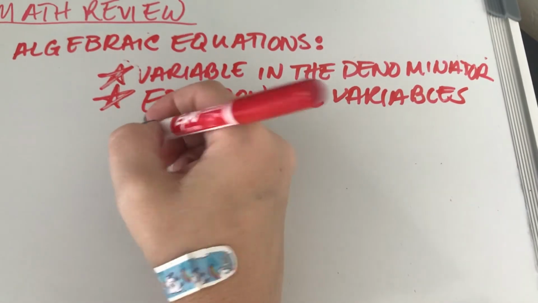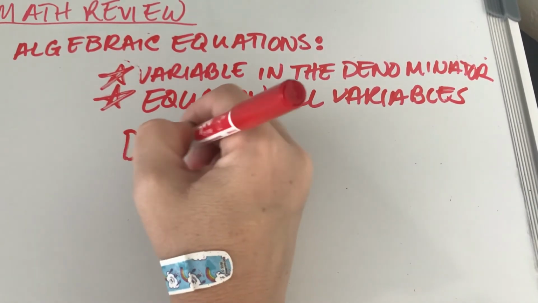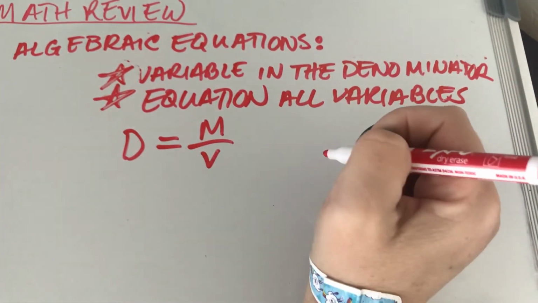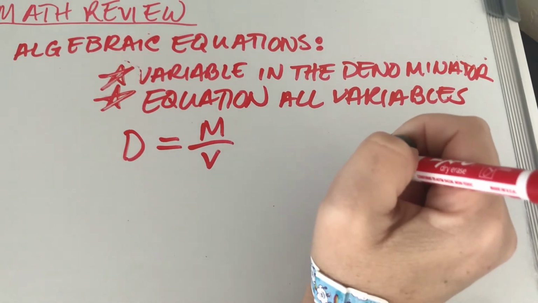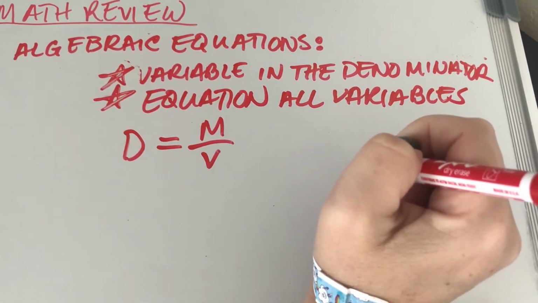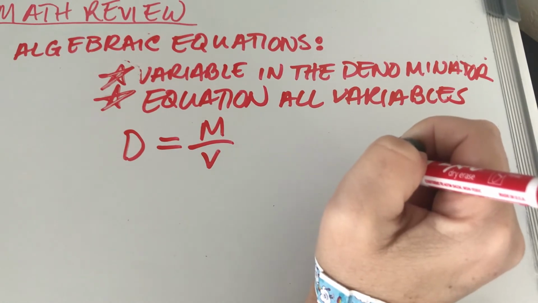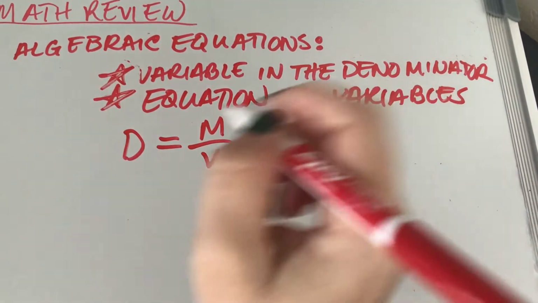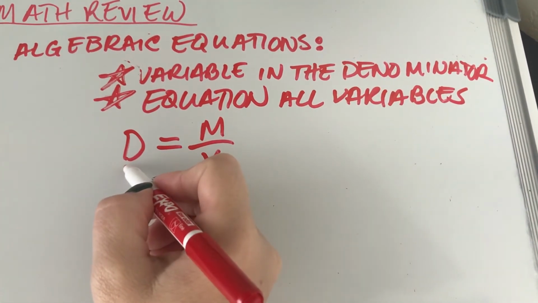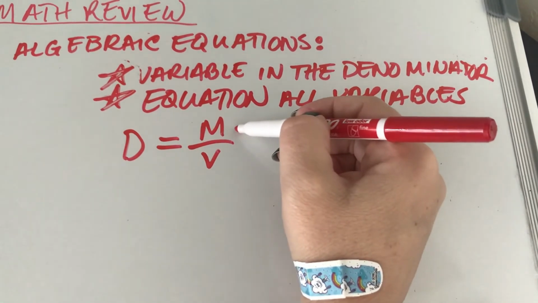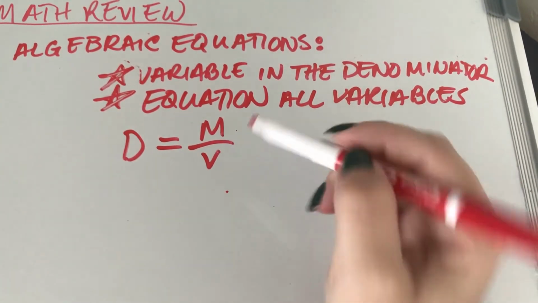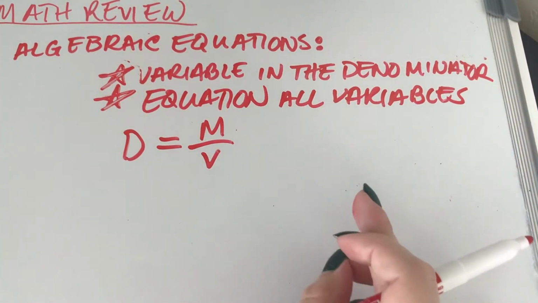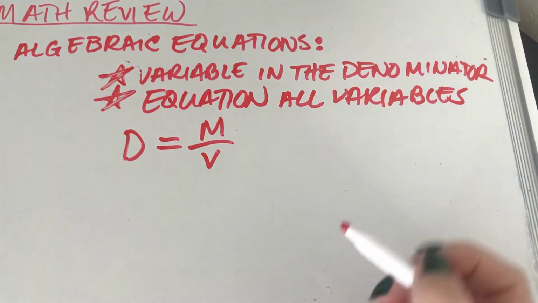Let's say we were talking about this equation. Anybody familiar with this equation? It's on the review. Density. It's density, right? D stands for density, M stands for mass, and V stands for volume, okay? So this is a really common type of calculation that you'll be working with in lab and in lecture.